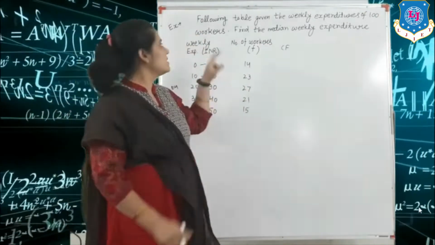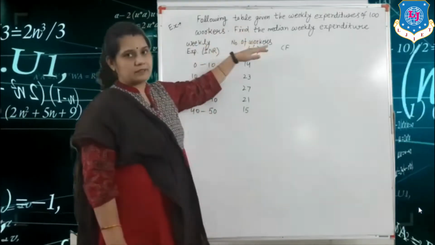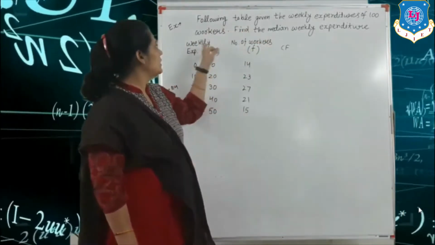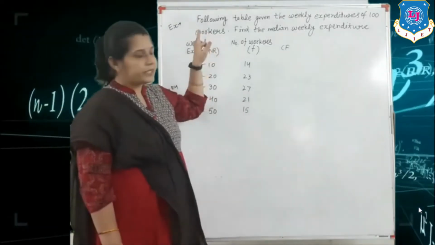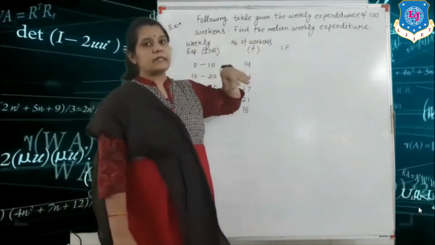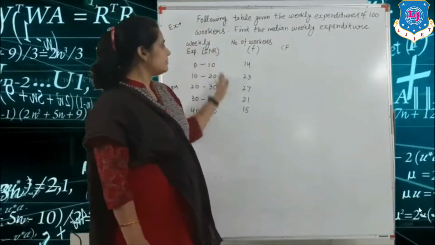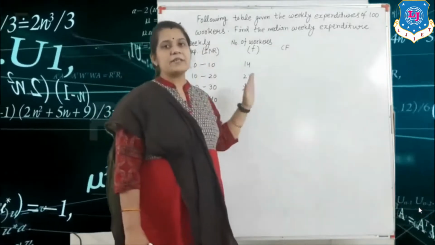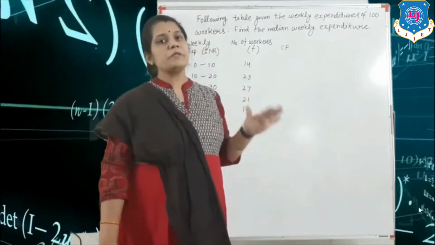The question is: the following table gives the weekly expenditure of 100 workers. Find the median weekly expenditure. So here, the class interval and the frequency are given. Okay, so don't be confused.